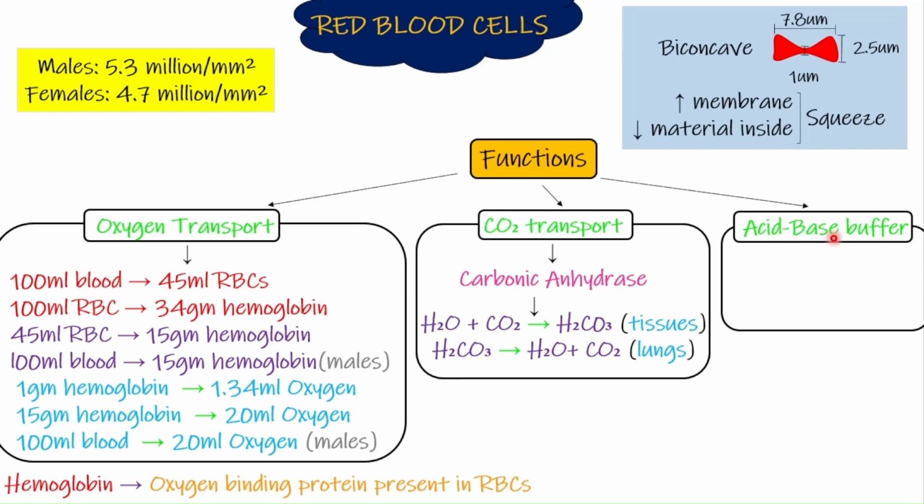Then the blood has an acid-base buffer system. The proteins present in the blood can act as buffers for acid-base regulation. Among the proteins, hemoglobin, which is an oxygen binding protein, plays the greatest role in buffering of acid base. So this is also a function of blood. These are the three main functions of blood: oxygen transport, carbon dioxide transport, and acid base buffers. So this is it. See you in the next part.